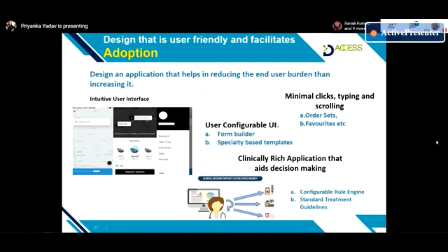Similarly, user configurable UI. Every doctor has a way of writing a prescription. You have standardized the information model. You have standardized the value set. Just give him a dynamic form builder, on top of which he will use the same elements, but he will just create the way he wants to look at it.